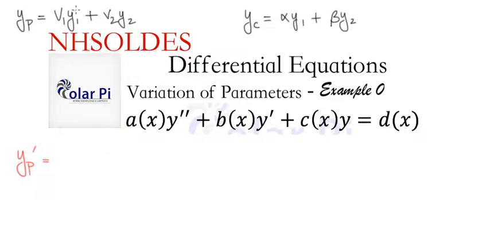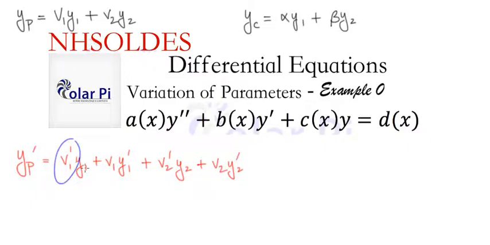So yp prime is going to require we do product rule there and product rule there. Doing both correctly, we write v1 prime y1 plus v1 y1 prime, and then plus v2 prime y2 plus v2 y2 prime. And here we're going to make an important assumption that's going to give us a constraint on v1 prime and v2 prime, and additionally simplify our expression for yp prime significantly.